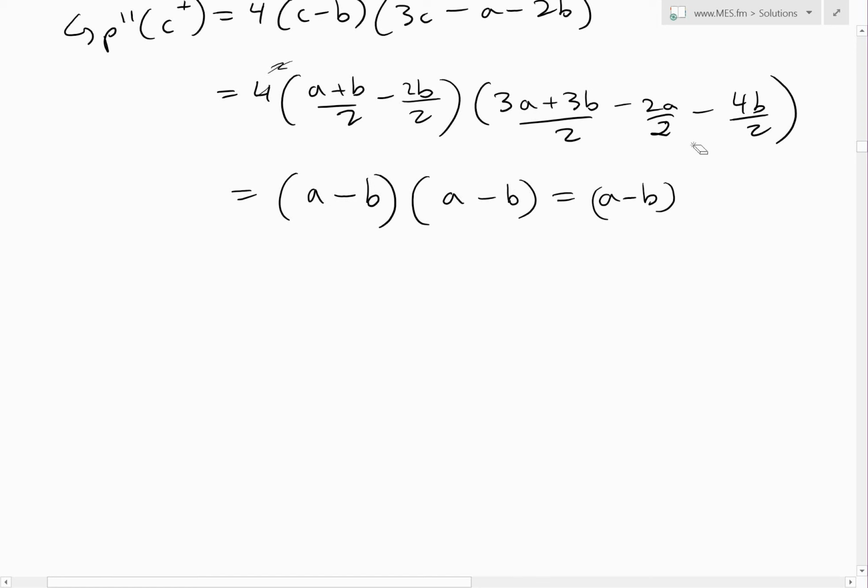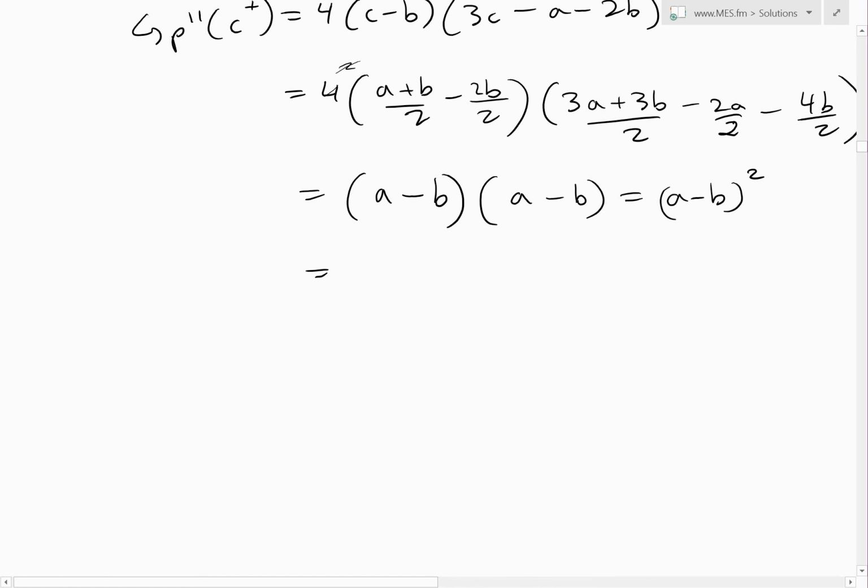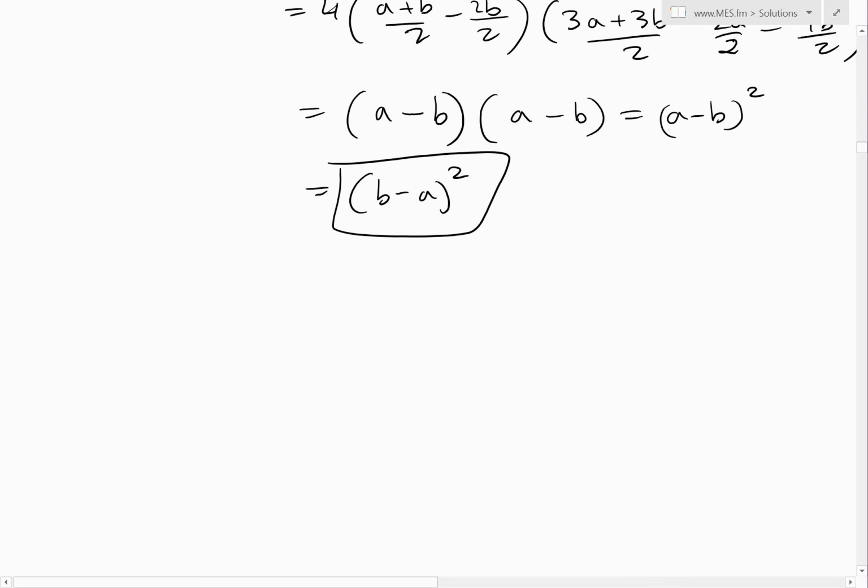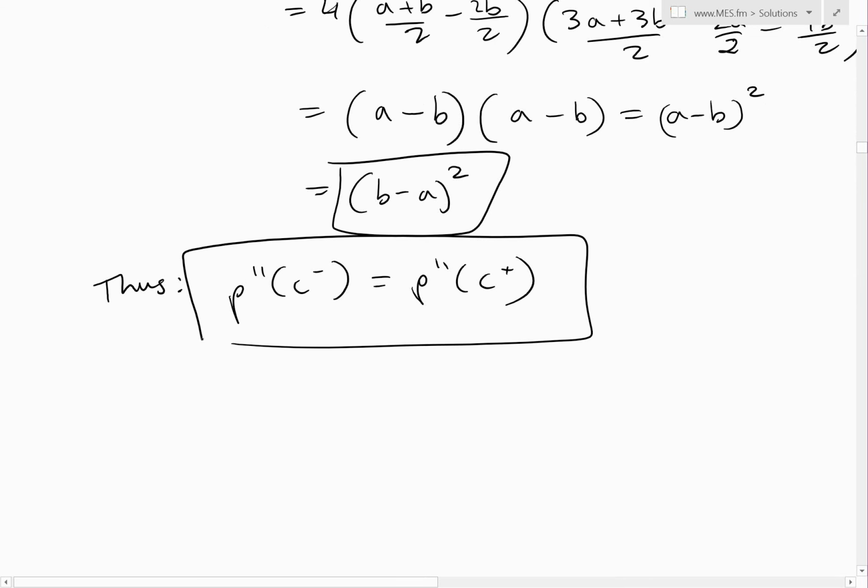Since we're squaring it, this becomes always positive, so even if you had a negative, this just equals, well, (b minus a) squared. This is squared, doesn't matter what you have inside, this is always going to be positive. So this is the exact same thing. Thus what we have is continuity up to the second derivative, p double prime of c minus equals p double prime of c plus. So we defined it, and it was in fact true.